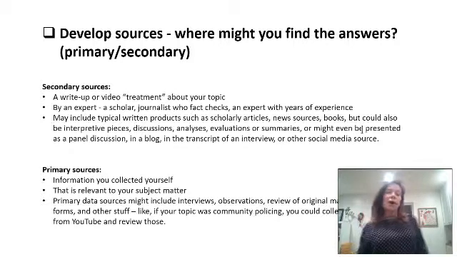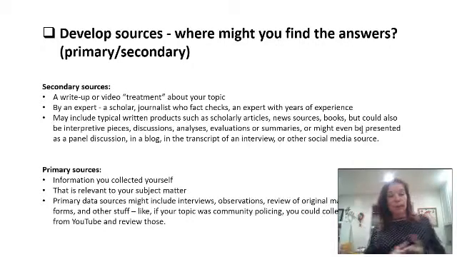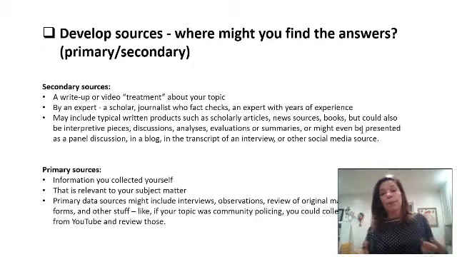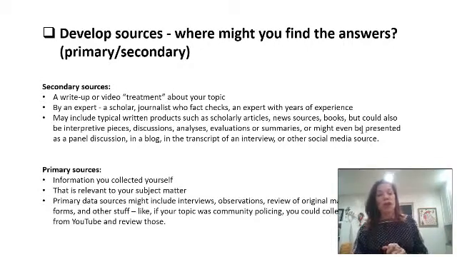Okay, now I've also asked you to find at least one primary source. A primary source means that you collect the data yourself. What kind of data might you be collecting? Well, first, whatever it is, you have to be looking for information that is relevant to your subject matter.